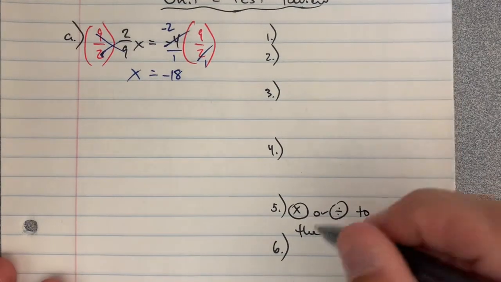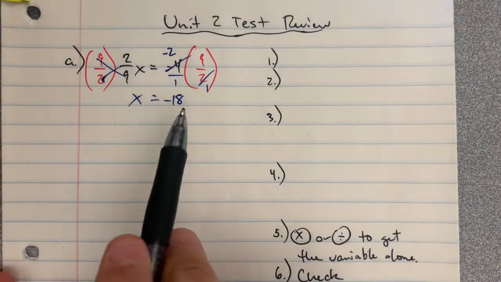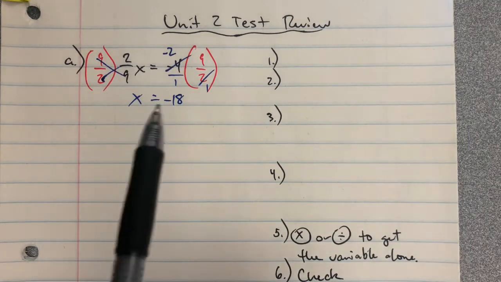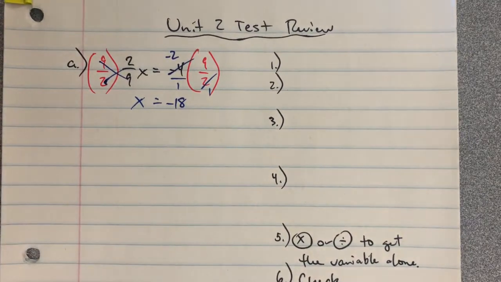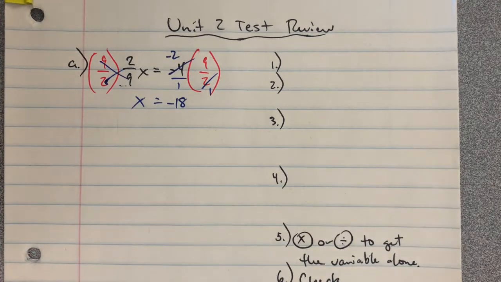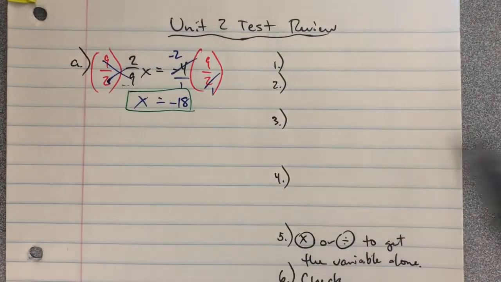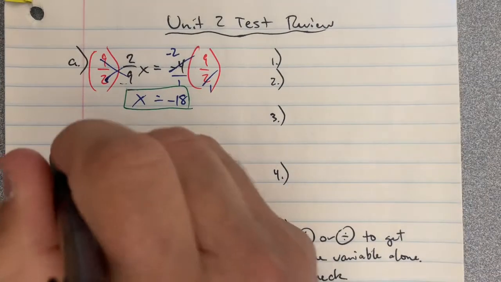Now normally we would check, and that would be step 6. So I plug -18 back in for x. 2 times -18 is -36. -36 divided by 9 would equal -4. So that is our correct answer. Okay, but that's only 2 of our 6 steps. So let's go to example B.